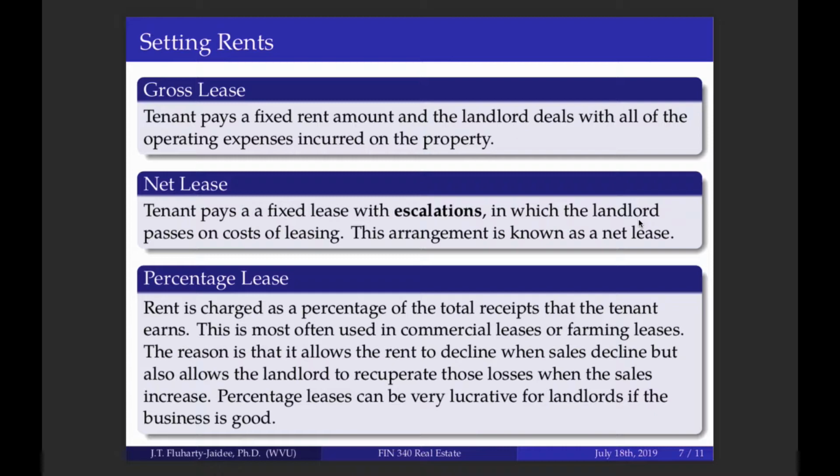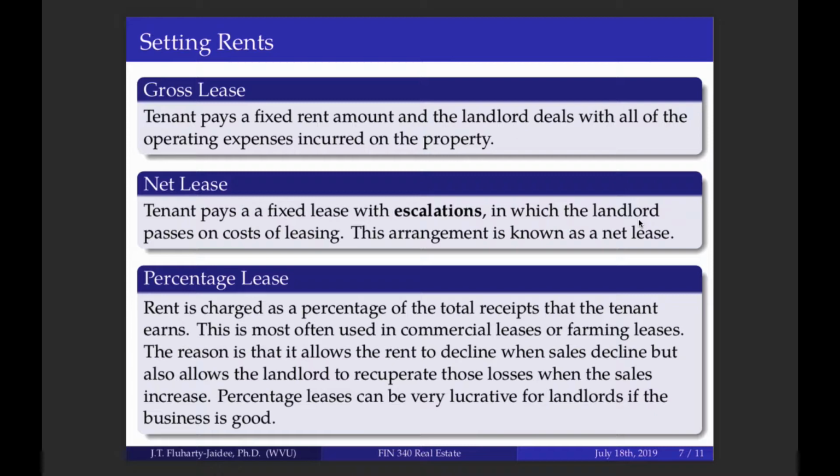Obviously, this leads to lower income for the landlord, but it will usually increase the likelihood that the property will be rented because tenants are not in the position to pay for expenses which are not easily conceived of. So they're not thinking ahead of time and going, well, I need to make sure I can provide for maintenance costs that the landlord may incur. They want a fixed rent agreement. So using gross leases lends itself to having higher rates of rents.